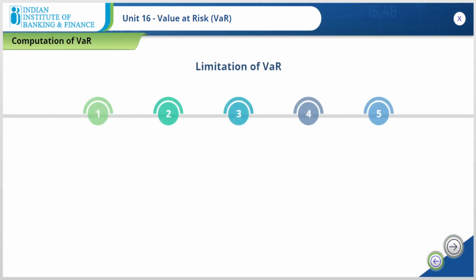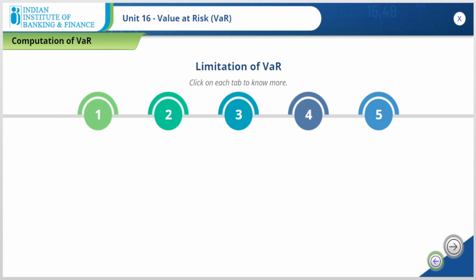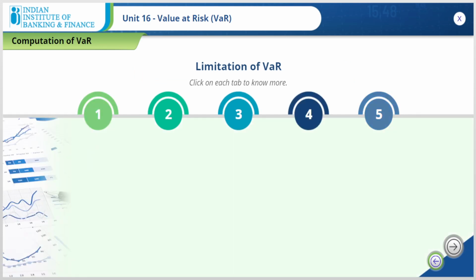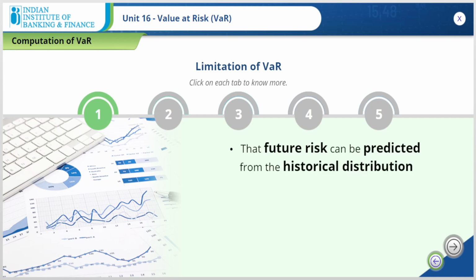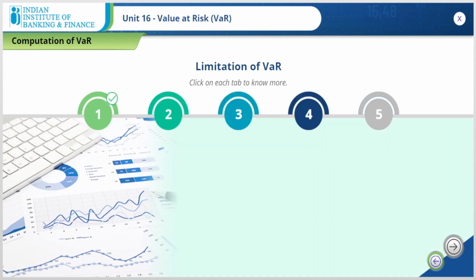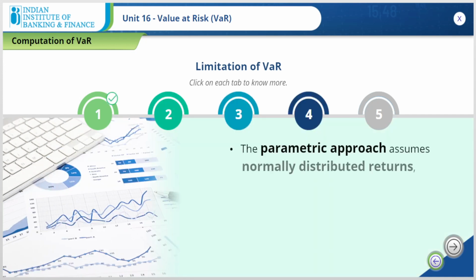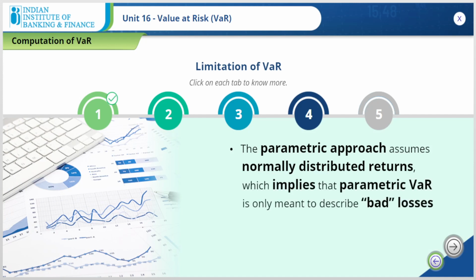Let us now see the limitations of VAR. Click on each tab to know more. It's important to realize that all 3 approaches for measuring VAR are limited by a fundamental assumption that future risk can be predicted from the historical distribution of returns, which is not always true. The parametric approach assumes normally distributed returns, which implies that parametric VAR is only meant to describe bad losses on a normally bad day.